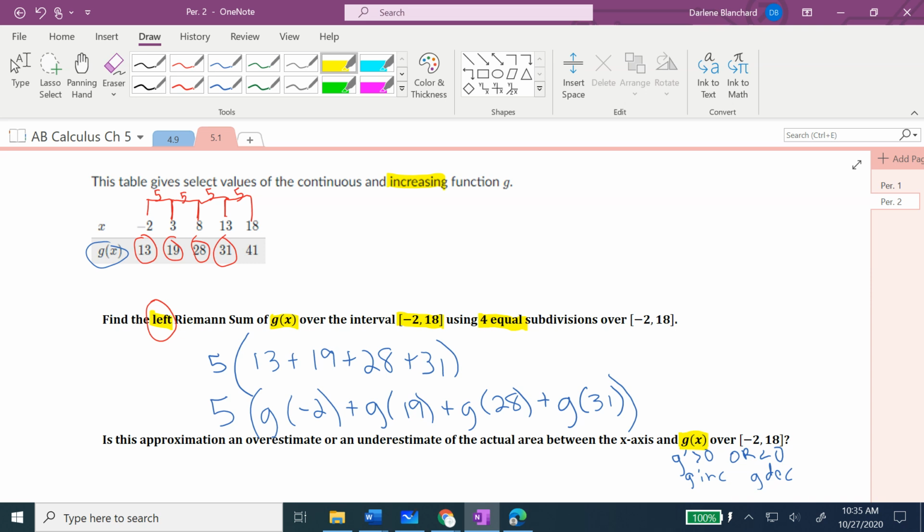Now, I want to also point out to you that they said this was a continuous function. Anytime they give you a table, if they do not tell you that this function is continuous, assume that it is not continuous. Unless they tell you that this is differentiable, assume that it is not differentiable.